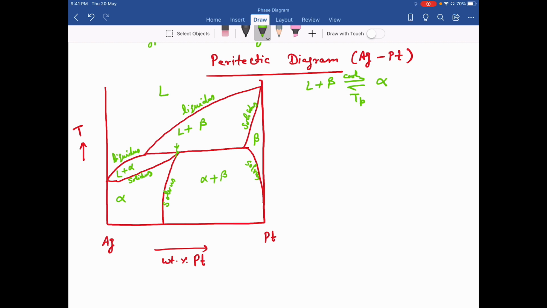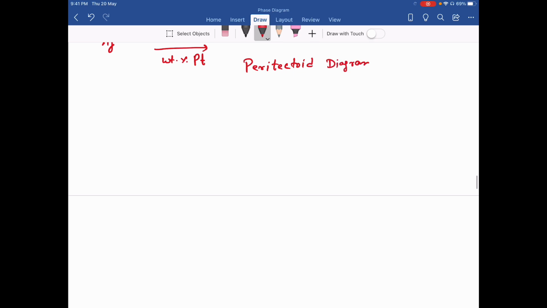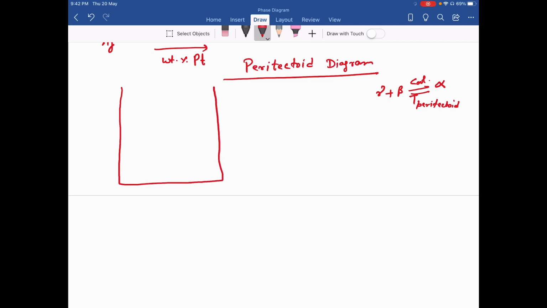The next is the peritectoid diagram. In this diagram, the peritectoid reaction takes place. That means two solids on cooling, at the peritectoid temperature, change into one other solid phase. So this diagram is something like this. Here is A, here is B, this is my temperature.